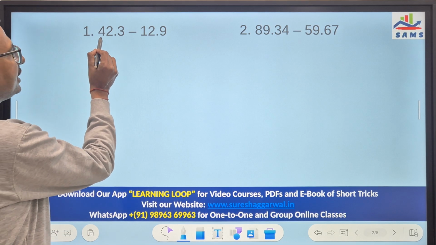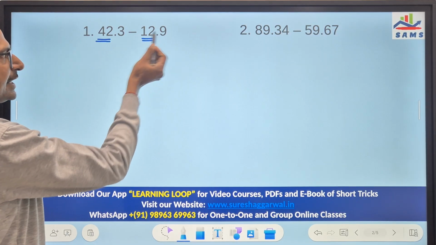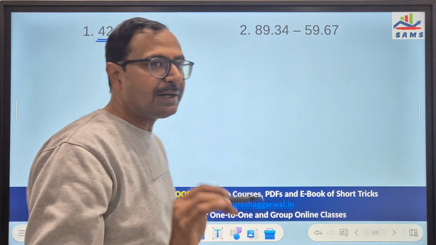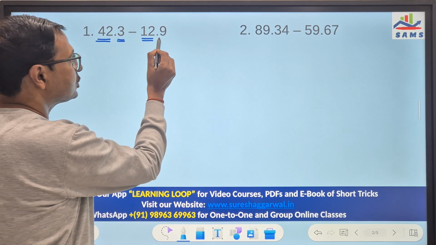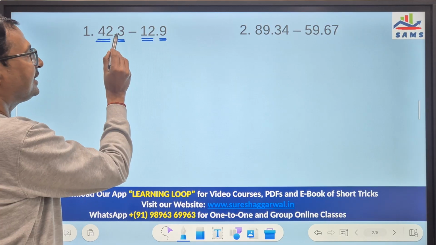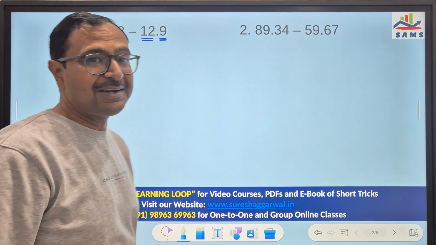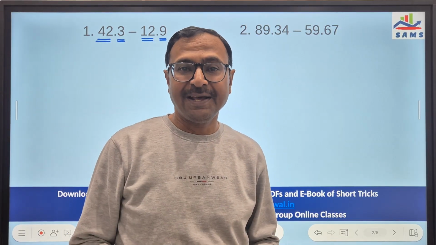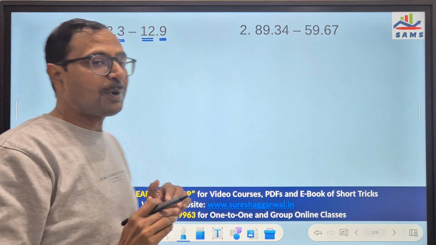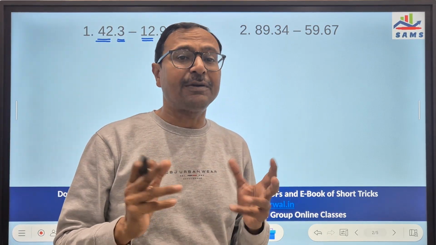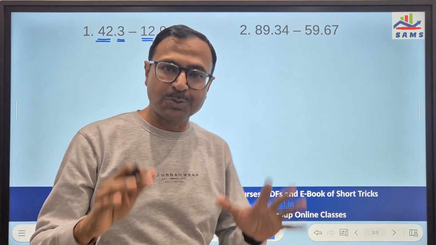See, this number has 42 as the whole number part and 12 as the whole number part in the second number. But if you see the decimal parts, here we have one decimal place, here also you have one decimal place, and this number 3 is smaller than 9, and that's where smartness comes in. If this number was larger than 9, then the problem would have been very easy, but obviously here you have 9, so this can't be more than 9, right? So it has to be smaller only.